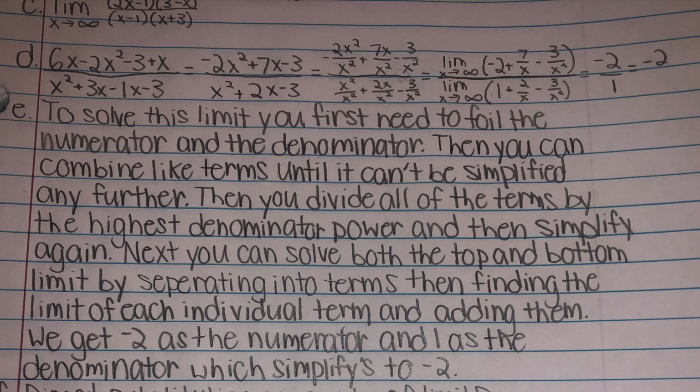We get negative 2 as the numerator and 1 as the denominator, which simplifies to negative 2. This means the limit is equal to negative 2.